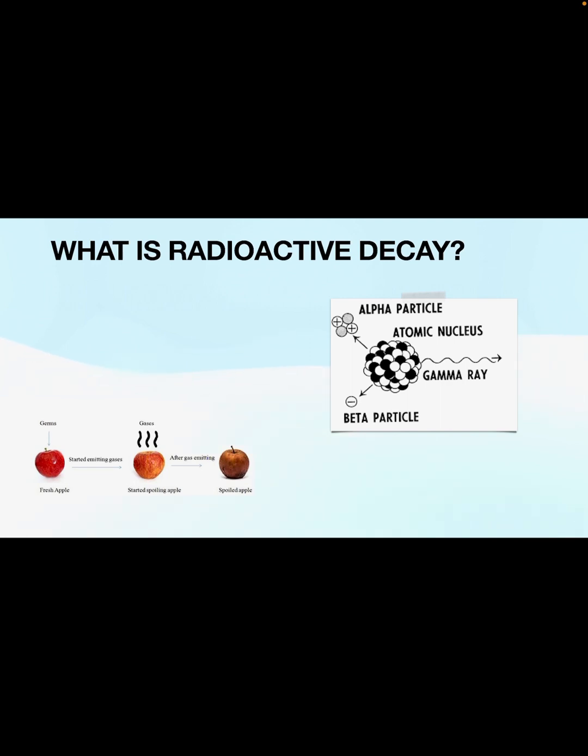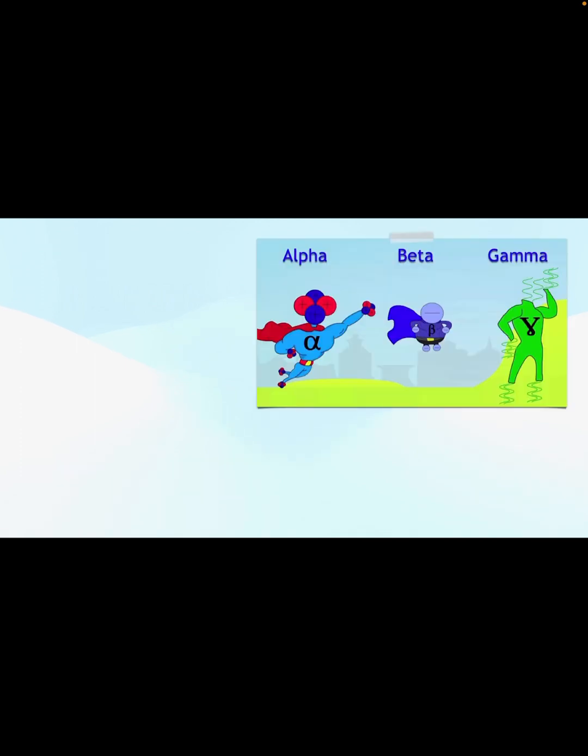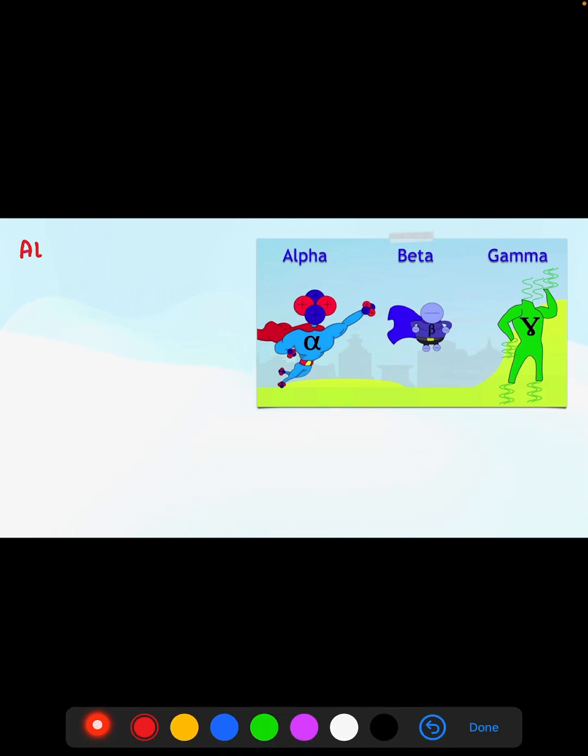When this decay comes, these are the three major particles: alpha particle, gamma particle, and beta particle. Now we are going to understand a little bit more about these particles. As said, first I will tell you about the alpha particle or alpha decay.